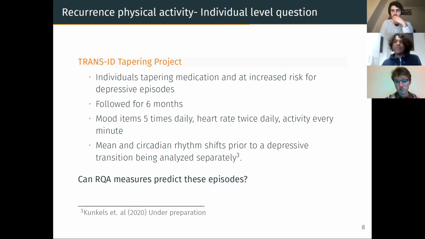The question of whether the mean and the circadian rhythm shift prior to a depressive episode is being analyzed separately by my collaborator, Yoram Kunkels. The question I will address is whether the recurrence quantification analysis measures can actually predict these episodes.